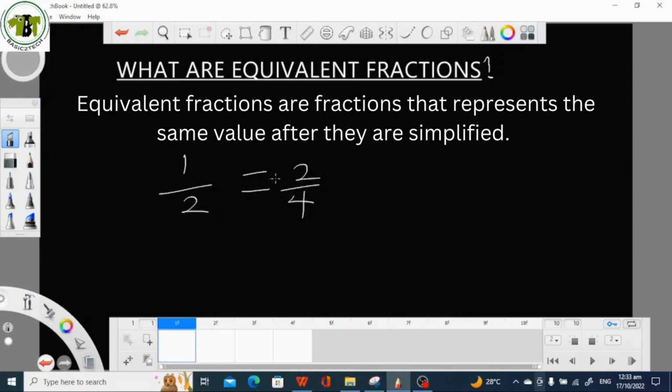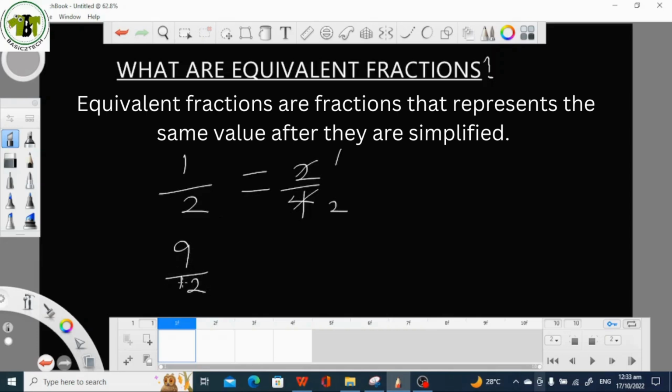For example, if I divide 2 by 2, I get 1. And if I divide 4 by 2, we get 2. So when we simplify 2 over 4, we get back 1 over 2. That means that 1 over 2 is the same as 2 over 4. They are equivalent fractions. What about, for example, 9 over 12?